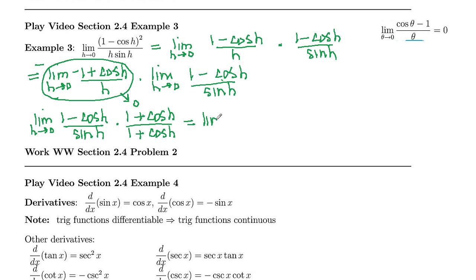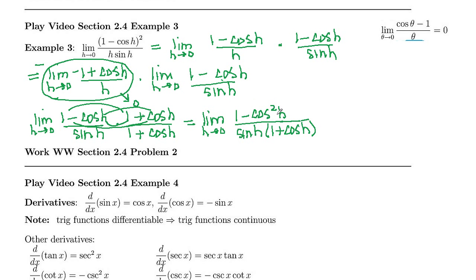And if you multiply straight across here, limit h goes to 0. First terms here, 1. Outer terms, cosine h. Inner terms, negative cosine h. Those cancel. Last terms, minus cosine squared h. And then on the denominator, just multiply straight across. Sine h times 1 plus cosine h. Now it still looks like 1 minus 1 over 0 times 1 plus 1, still 0 over 0.